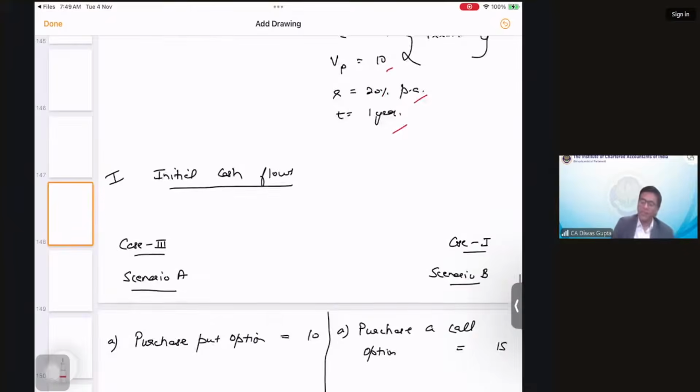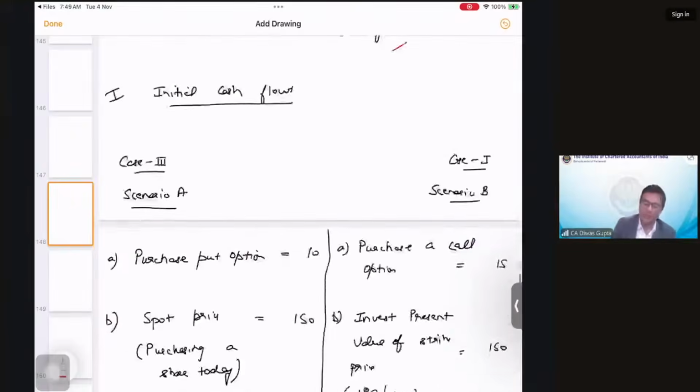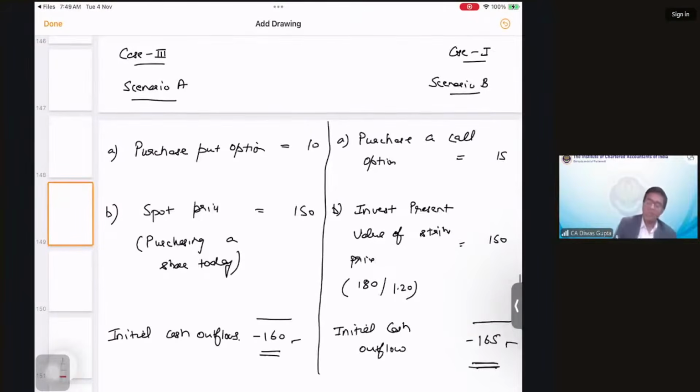So the initial cash flow, students, will happen around what? Case number 3, which was purchasing a put option. If you purchase a right to sell, that means you'll also have to purchase an equity share today, because if I'm purchasing a right to sell, I will have to sell that asset tomorrow, right? So I have paid 10 rupees as the put option premium, and 150 rupees as the spot price. In totality, we have 160 rupees that we have paid. These are the initial cash outflows.